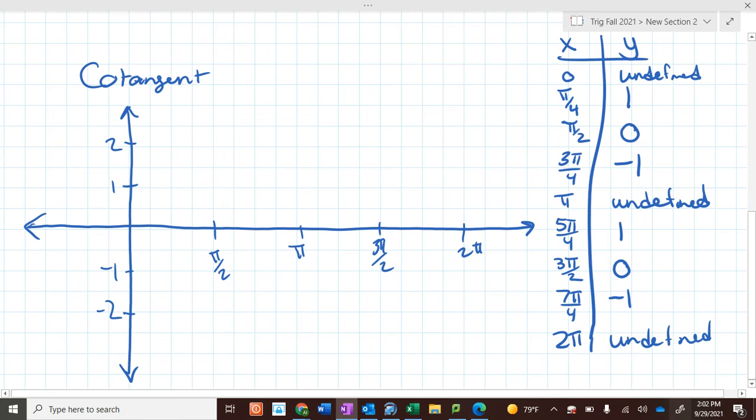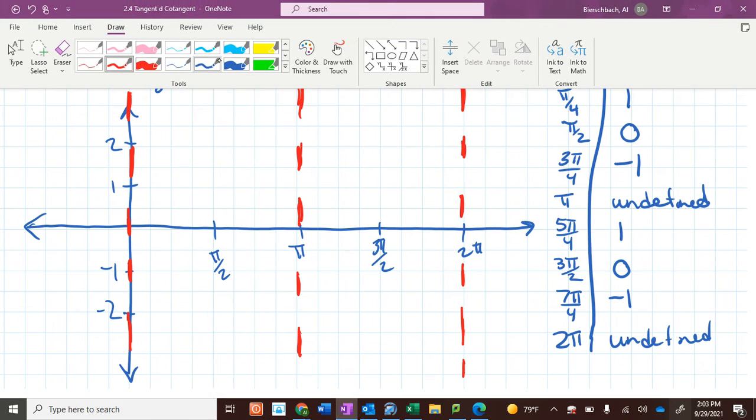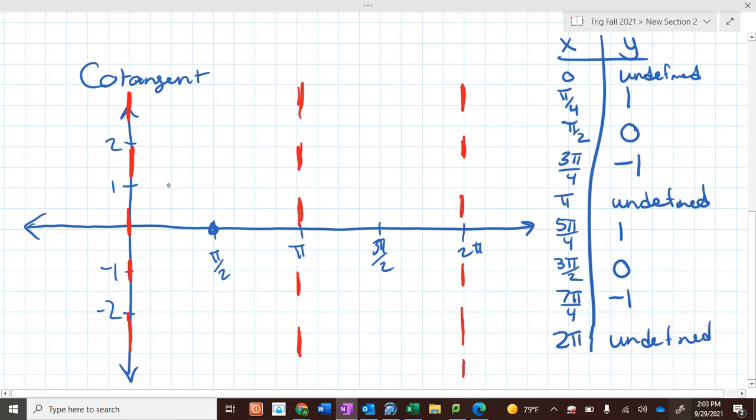Okay, where are our asymptotes at? 0. We have a good old asymptote right there. At pi. And then at 2 pi. All right, so at pi over 2, I'm at 0. At pi over 4, I'm at 1. At 3 pi over 4, I'm at negative 1. Now what's the slope going to be for cotangent? Negative. Cotangent is always a negative slope.